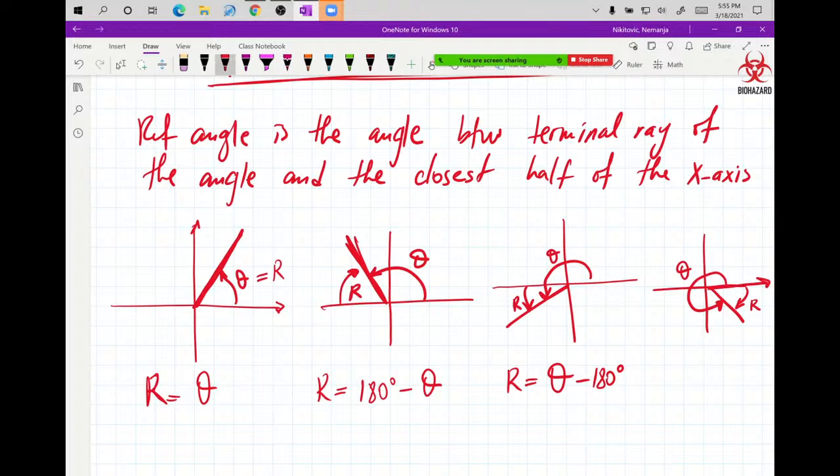And finally, on the last picture, what is happening if the angle is in the fourth quadrant? Well, the reference angle is 360 degrees minus the original angle theta, and in that case, you will have the reference angle. Well, cool beans.